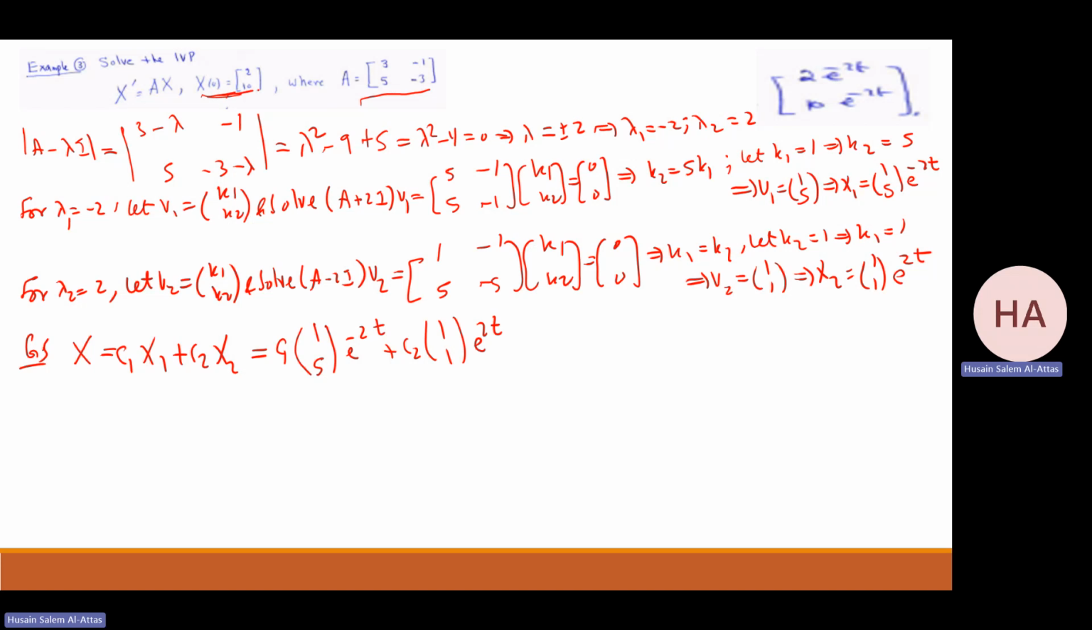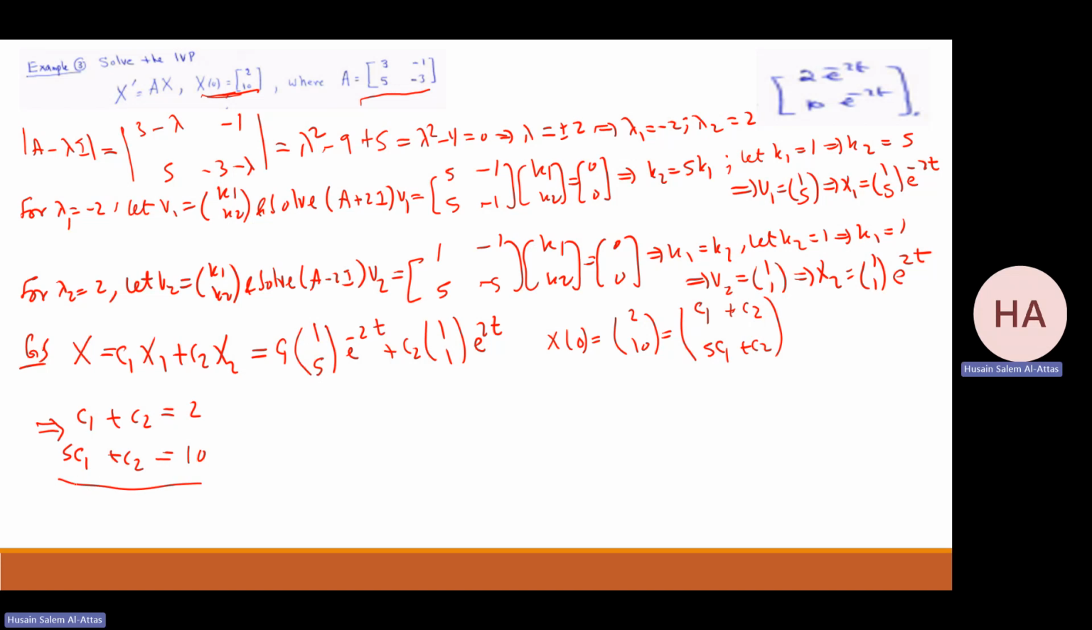Now I need the condition to find C1 and C2. What do I have as the condition? I have X at 0 equals 2 and 10. At 0, I have what? C1, e to the power 0 is 1, so I have C1 times 1 plus C2. In the second row, I have what? 5C1 plus C2. So I have this system. I have C1 plus C2 equals 2, and 5C1 plus C2 equals 10.